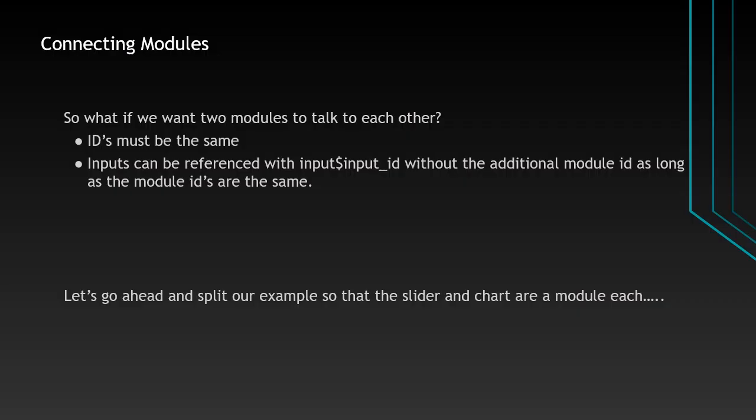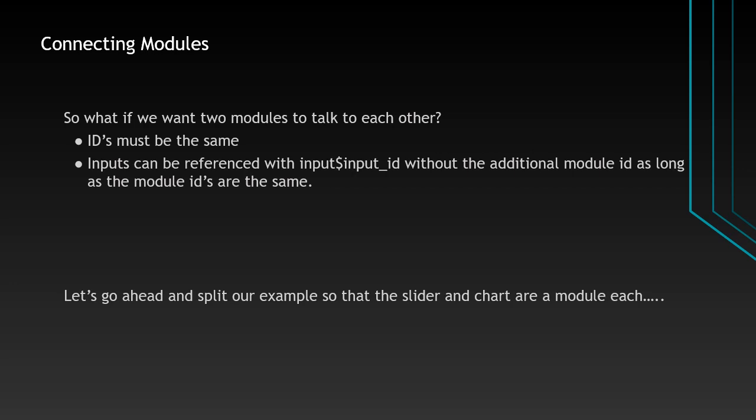So as I just mentioned, as long as the IDs are the same, inputs can talk to each other, modules can talk to each other. So this means that we can have various modules that all interact with each other. The IDs must remain the same between the modules that we are calling in order for them to talk. If we wish to reference a different input with the same ID, we do not need to use the namespace notation. When working in the module server, we can simply call input$inputID without the need of the namespace, as long as those module IDs are the same.